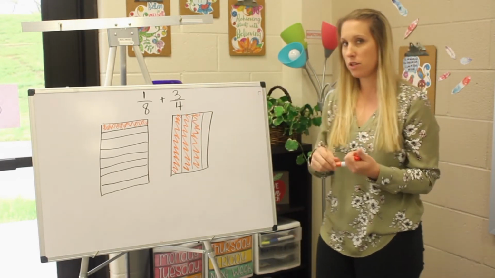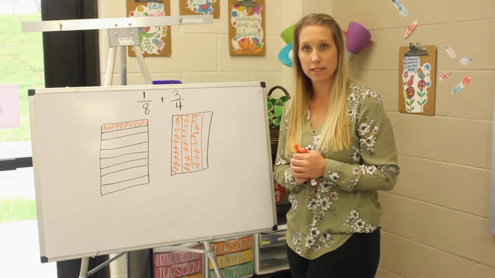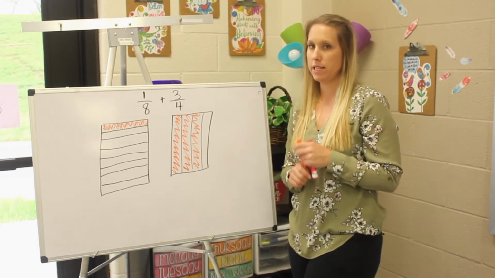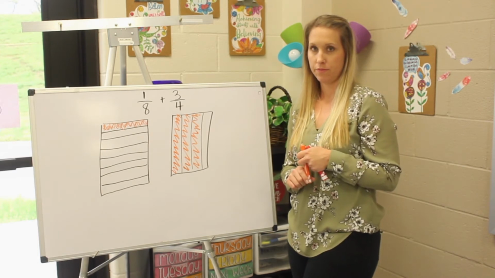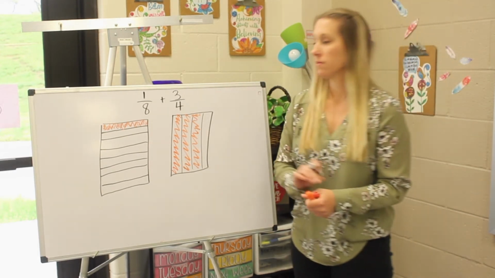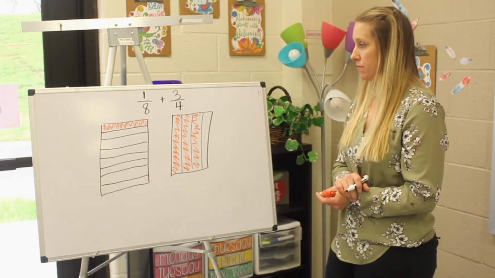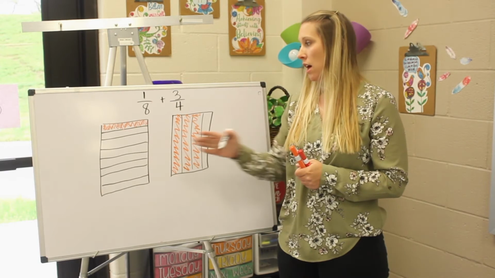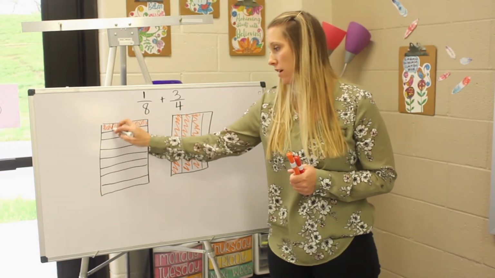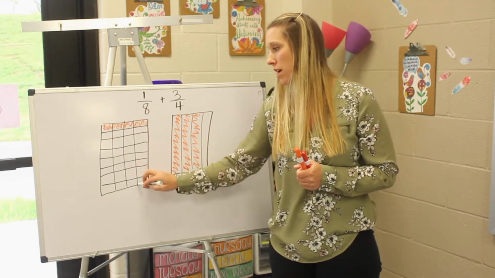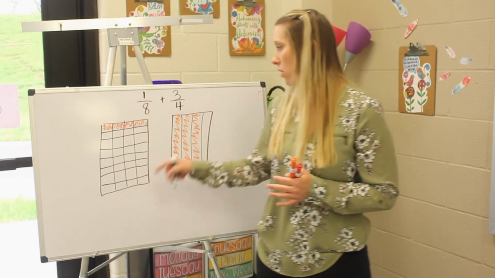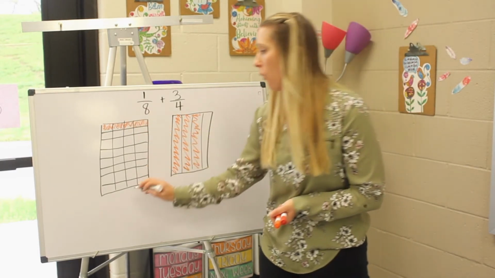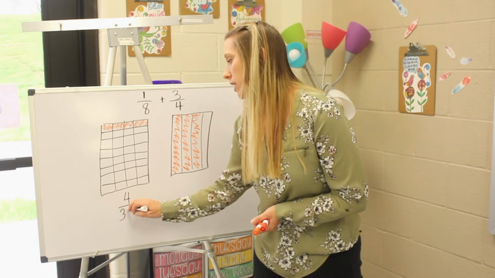Remember, we cannot add these the way they are because they are not equal size pieces. So I want you to take a moment and think about what you would do to get equal size pieces. Some of you may have used the strategy we used in the past. Take the 8s, cut them into 4. 1, 2, 3, 4. Now we have 32 pieces. How many out of 32 are shaded in? 4 out of 32. Those are equivalent fractions.